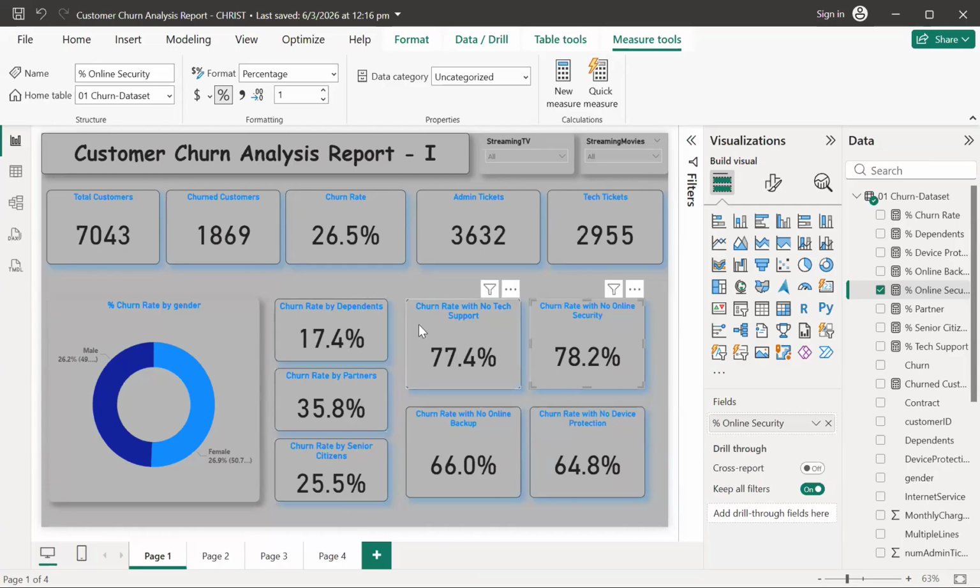In these four, we are actually looking for no, but in these three, we are looking for yes. What is the churn rate when a customer has dependents? What is the churn rate when a customer has a partner, and what is the churn rate when the customer is a senior citizen? It is the opposite thing we are checking here, but the formula is the same. Wherever there's a no, you just replace it with yes.